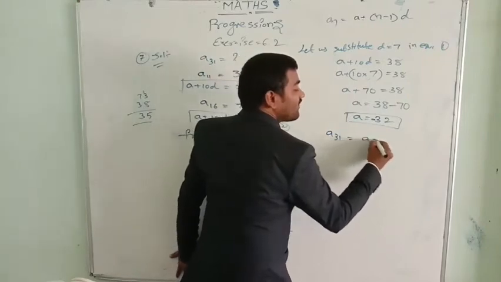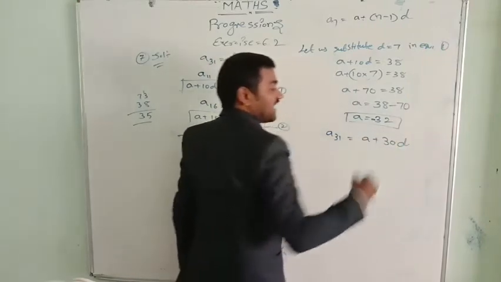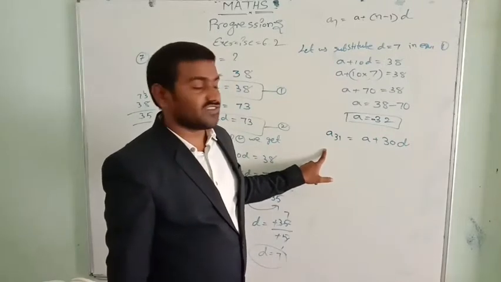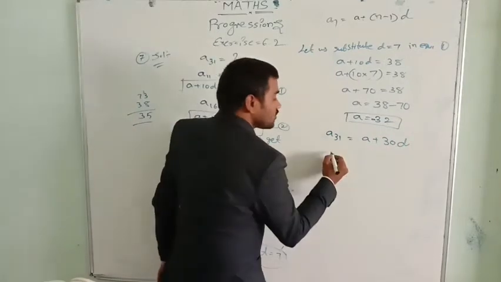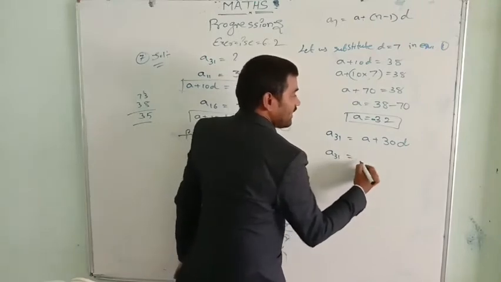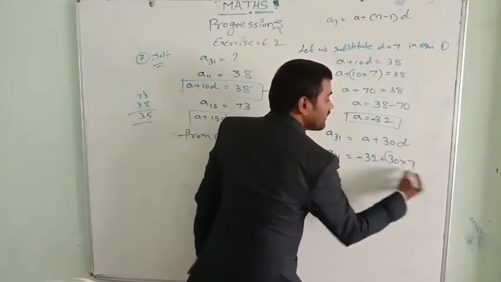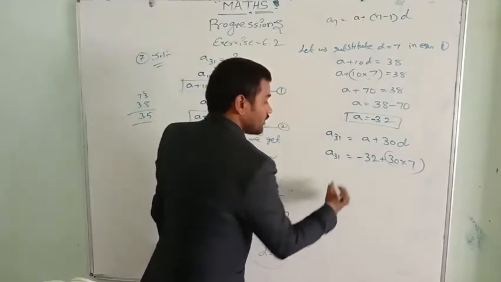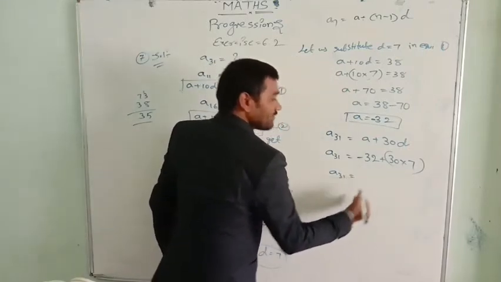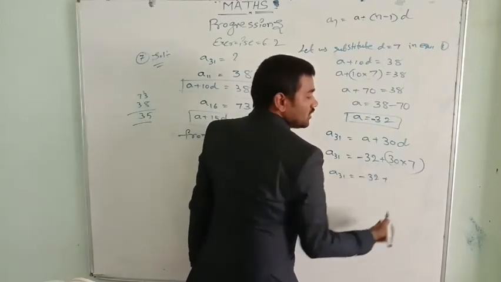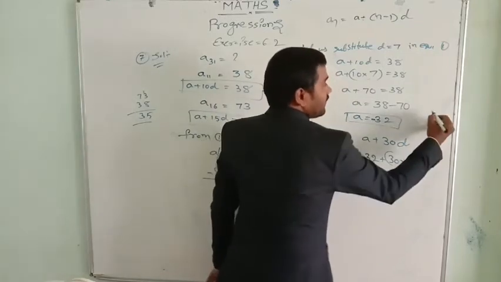A31, the formula is a plus 30d. A31, the 31st term, equals a plus 30d. The a value is minus 32, plus 30 into d, and the d value is 7. So A31 equals minus 32 plus 30 into 7, that is 210.